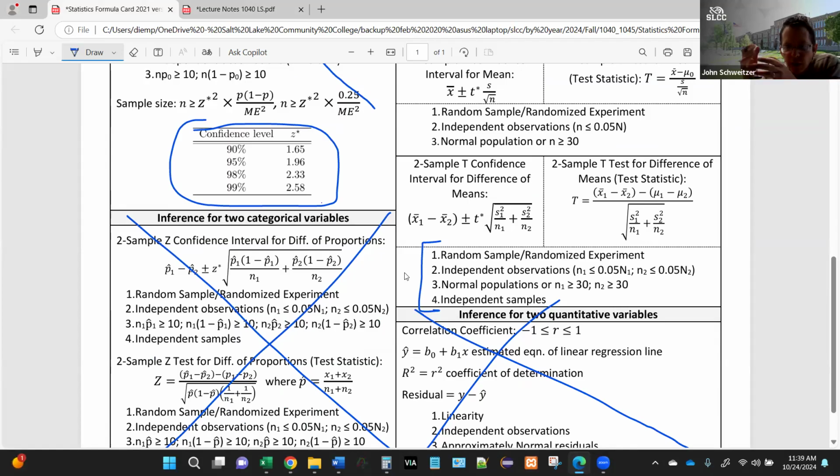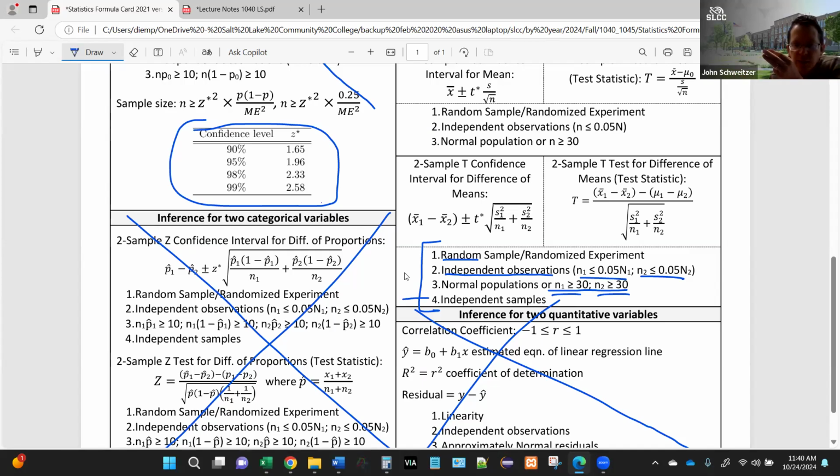Now, the first three are going to sound very familiar. Okay, we need to have randomness, we need to have independent observations, and we need to have large enough samples. Those are actually almost the same as before. Why do we have to check this twice? Well, because we have two different samples, right? So it's the same idea, but we have to apply it to both of our samples. So we need randomness, independence, and a large enough sample size.